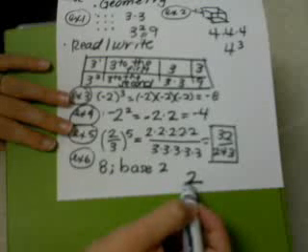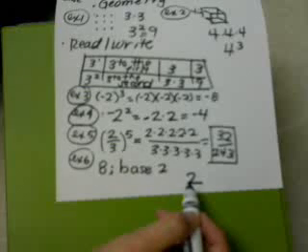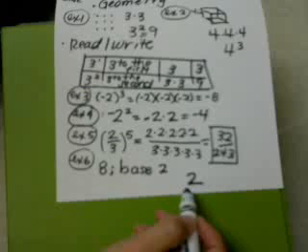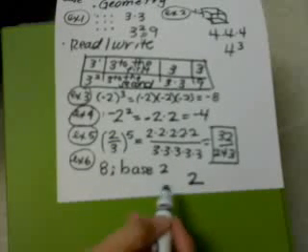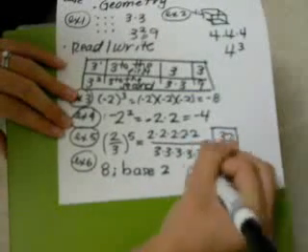We can't do anything to the 2. That has to be our base. So we could do 2 to the first power, which would be 2. That's not 8. 2 to the second power would be 4, because that's 2 times 2. That's not 8. 2 to the third power. 2 times 2 is 4, times 2 is 8. So that's our answer, 2 to the third power.